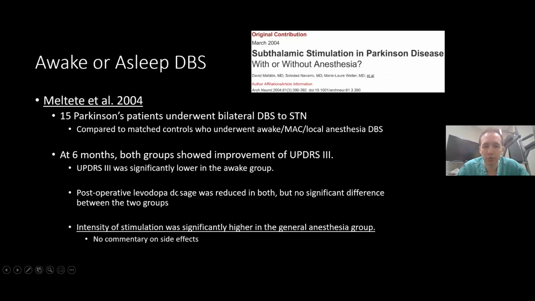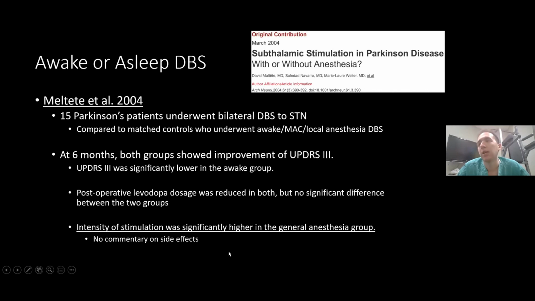Both groups showed improvement in UPDRS 3, but it was significantly better in the awake group than the asleep group. And then postoperative levodopa doses were reduced in both groups. So there was an effect, but the group that was awake did do better. And the other very important thing was that the intensity of stimulation is higher in the general anesthesia group.